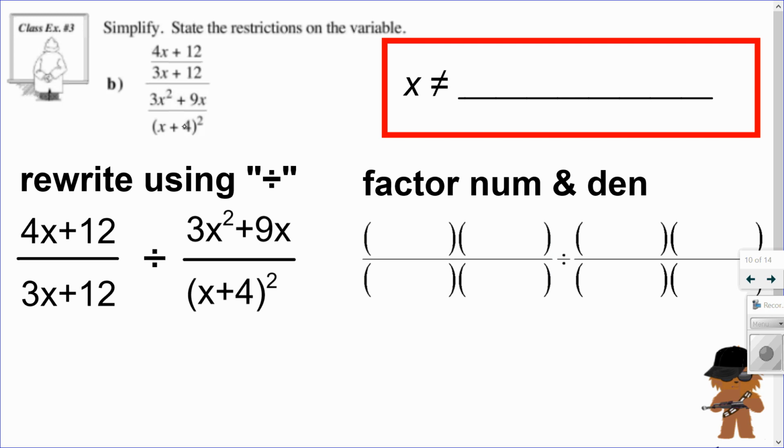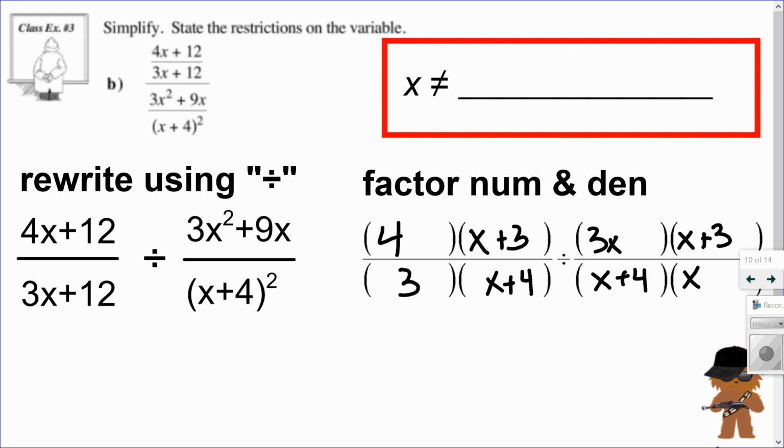So before I can actually do this, I actually need to do some factoring. So 4x plus 12 has a GCF of 4. So dividing that out, I'm left with x plus 3. 3x plus 12 has a GCF of 3. Factoring that out, I'm left with x plus 4. Divided by 3x squared and 9x have a GCF of 3x. So divide both my terms by that GCF, and I get x plus 3. And then x plus 4 squared, I always like to write that out twice, just to help me when I am simplifying.